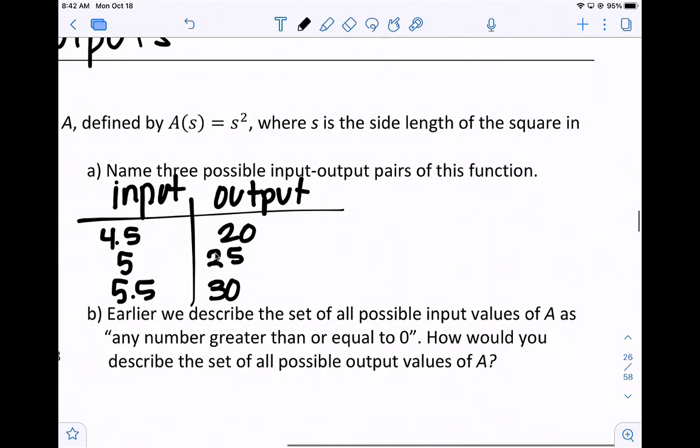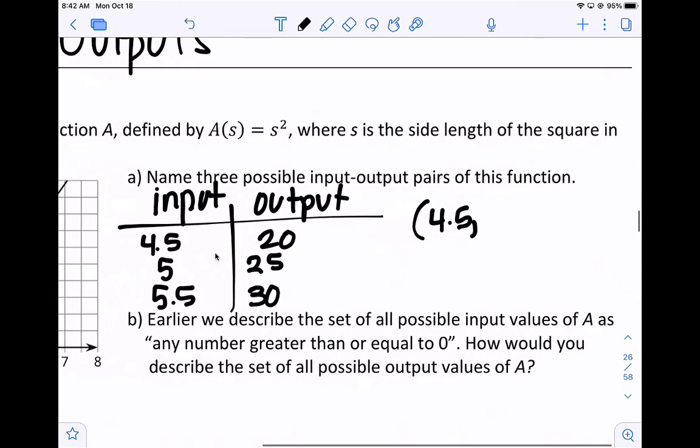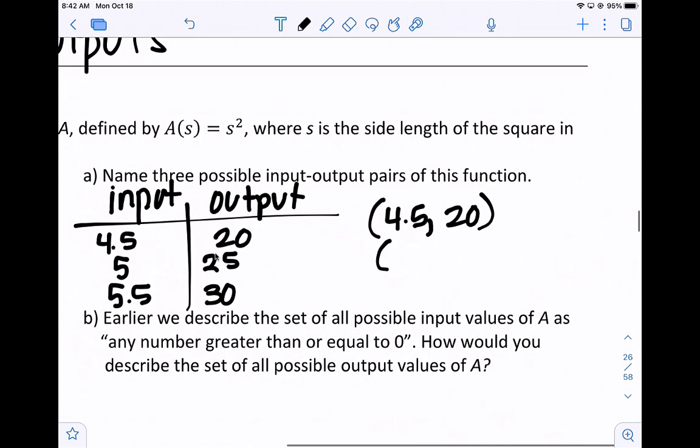So we could write them as a table. We could also write them as ordered pairs. The input comes first, the output comes second.